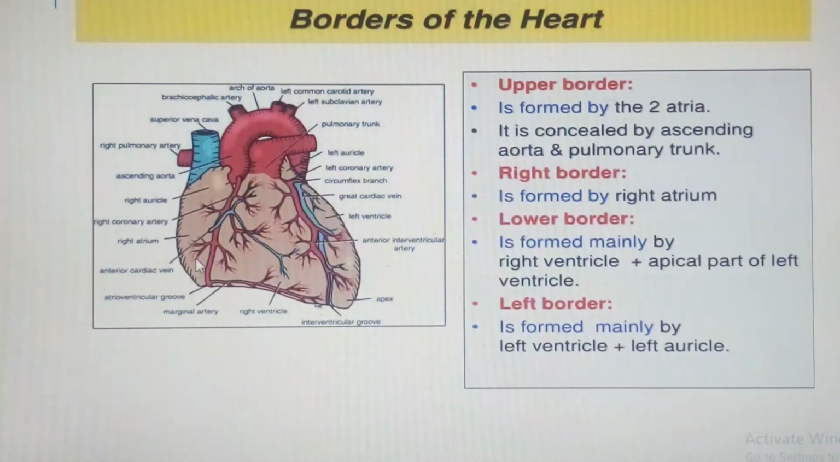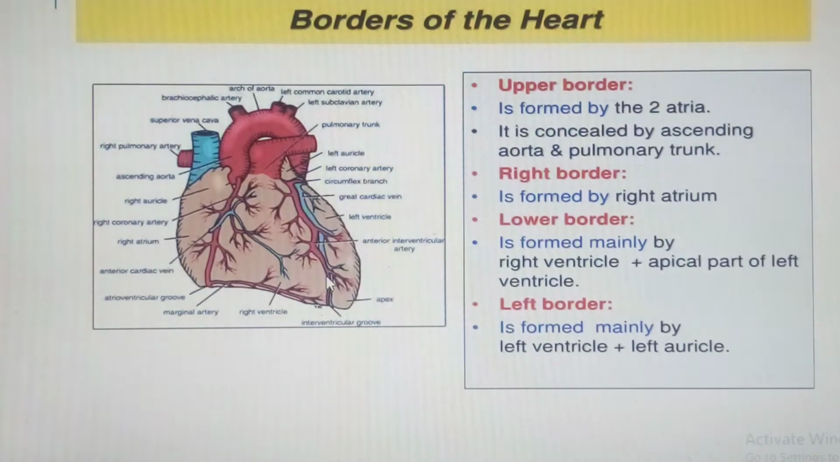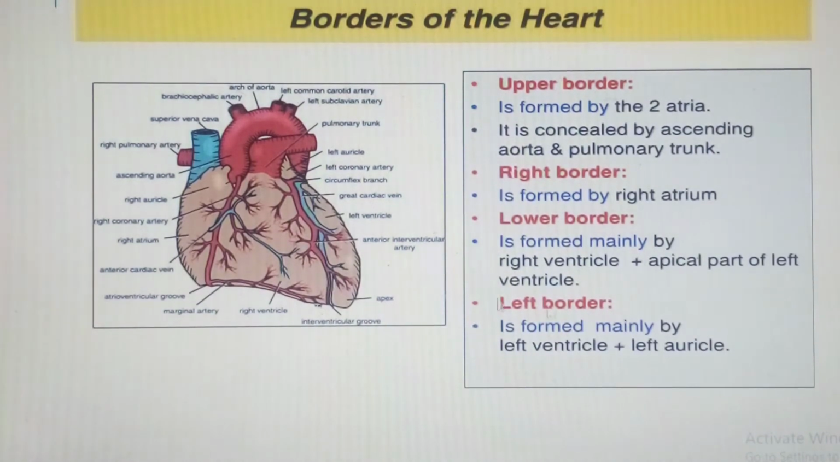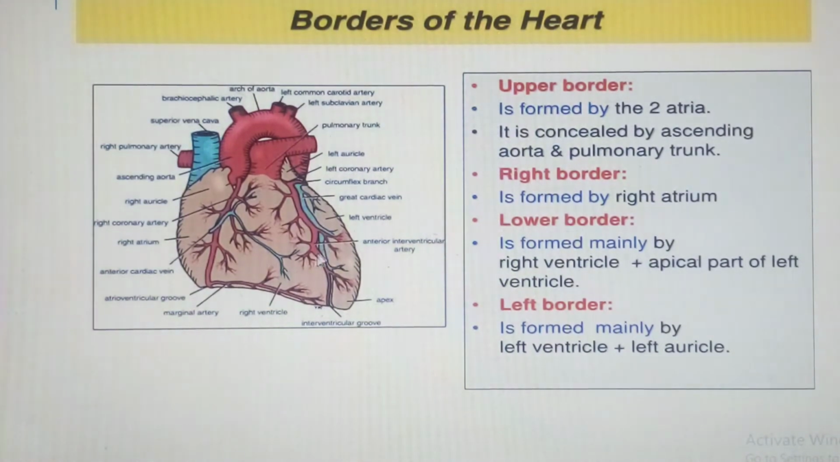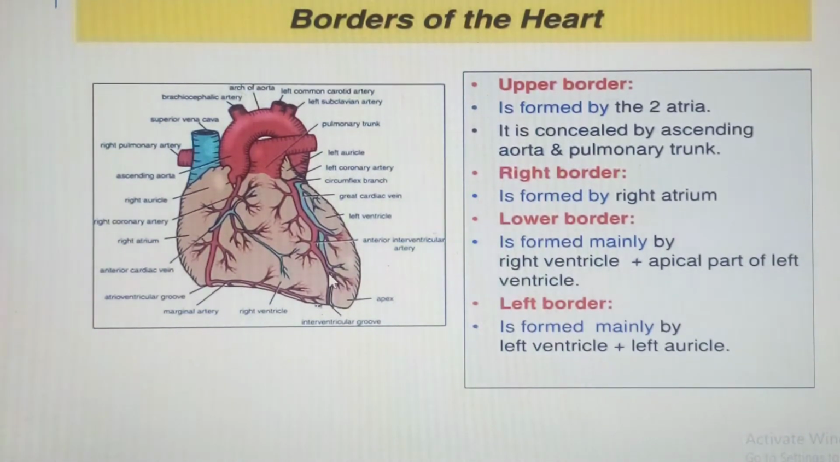Then, of course, we also look at the lower border. Okay, so the lower border or the inferior border is formed by the right ventricle, mainly by the right ventricle, with some small contribution also coming from what we call the left ventricle.